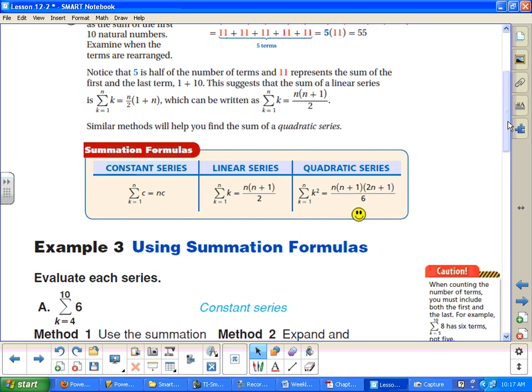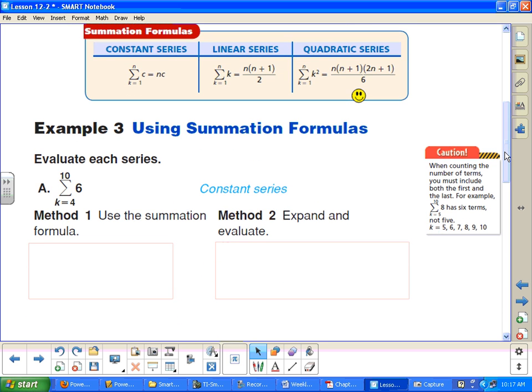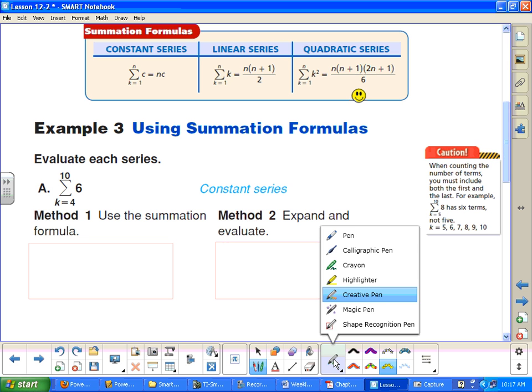All right. So let's look at the constant series first of all. It says find the sum as k goes from 4 to 10 of 6. Right? So I could do the summation formula first of all.